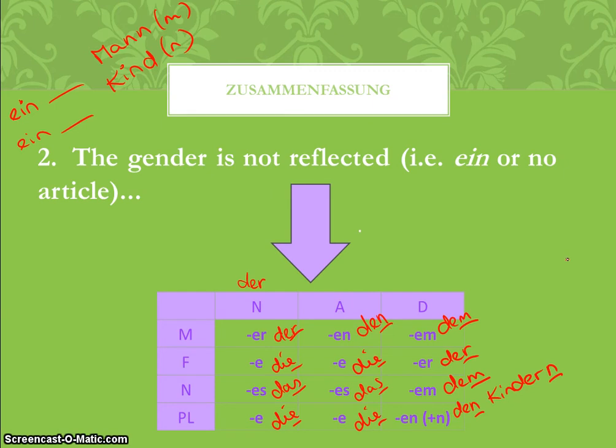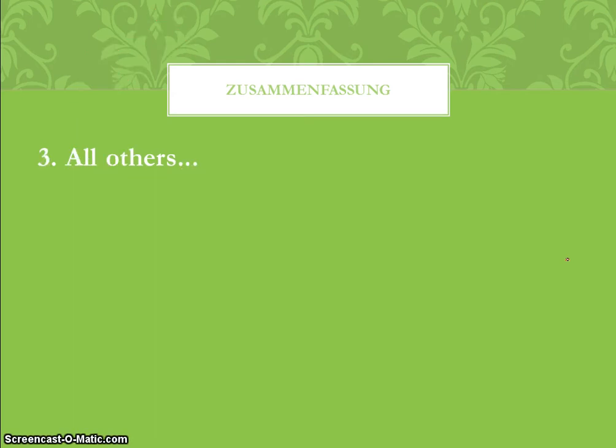All right, so we've done the gender is reflected with der, die, das, or eine, and we've done the gender is not reflected because there is an ein in front of it or no article at all. And now comes our last one. If number 1 and number 2 were not true, then easy enough, all other adjective endings are en.